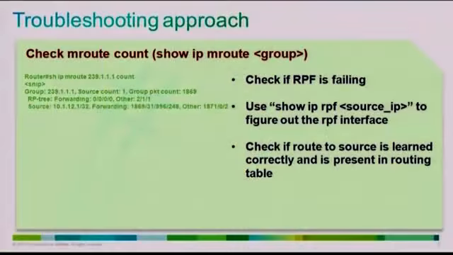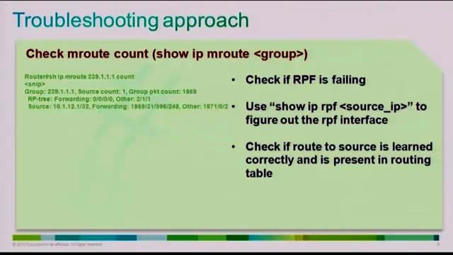Okay. When we have verified that our route entry is correct and we do not see any special flags, what we need to do is verify if the RPF is failing. The quick way to verify if RPF is failing is to do a show ip mroute, then the group address, and then the count keyword. With this particular command, you will see the different counters relevant to that particular multicast group.